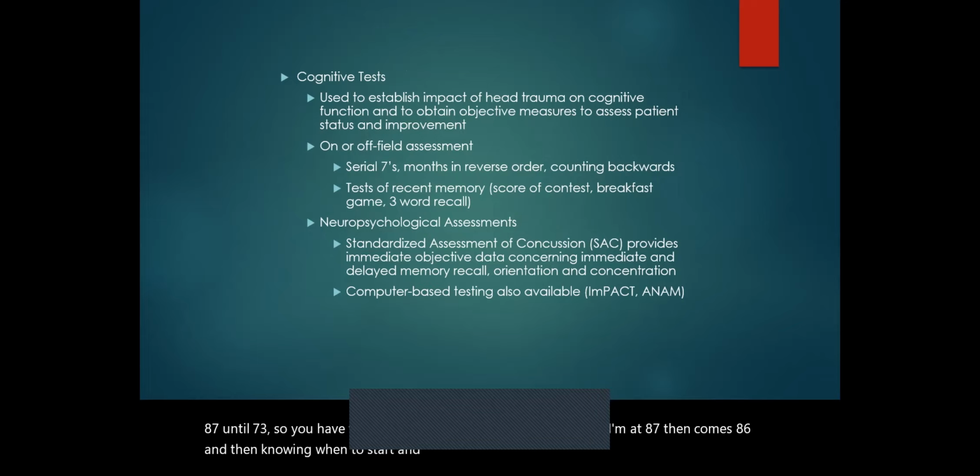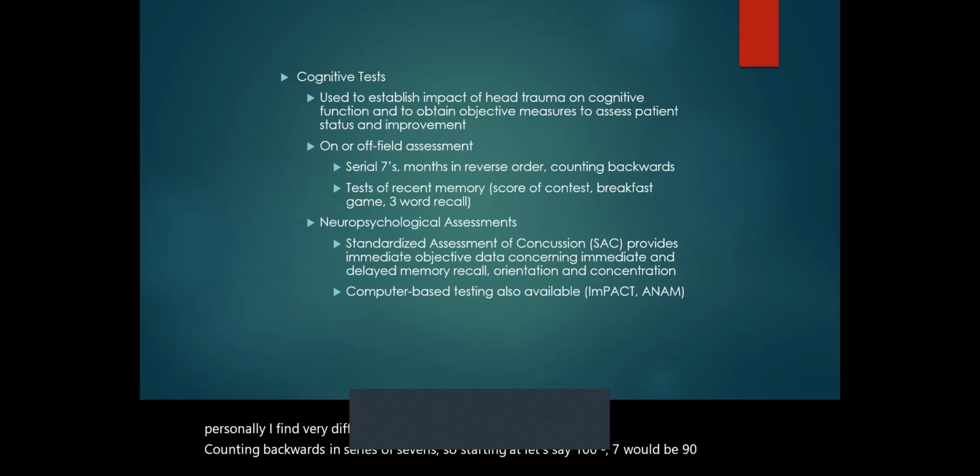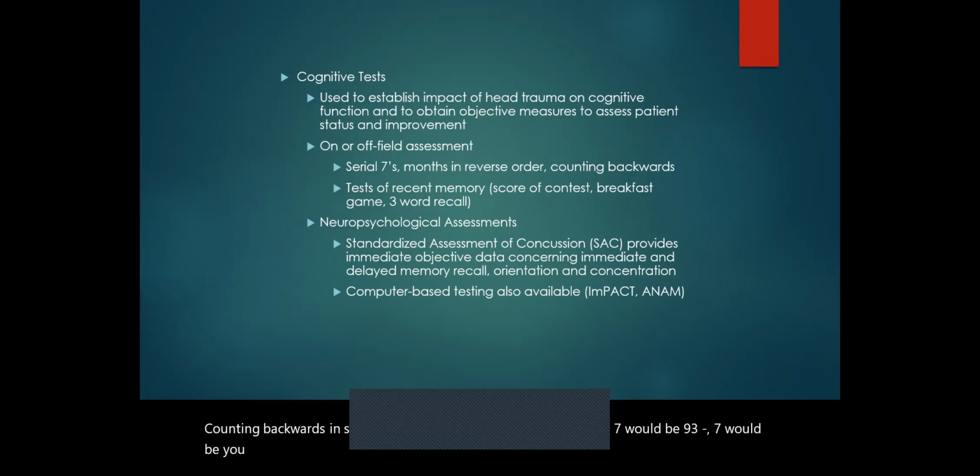There's also what's called serial sevens, which personally I find very difficult with no brain trauma, counting backwards in series of sevens. So starting at, let's say, 100, minus 7 would be 93, minus 7 would be 86, and so on and so forth, which especially if you do have a concussion, can be more difficult, but even for healthy people can also be a little bit challenging.